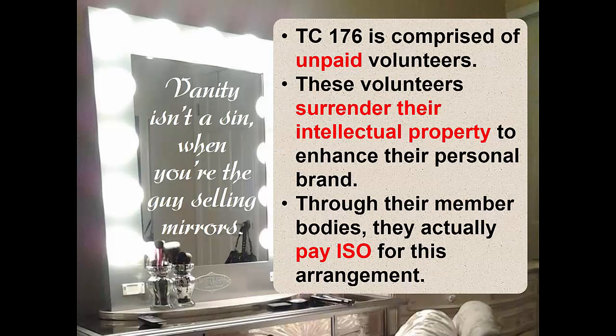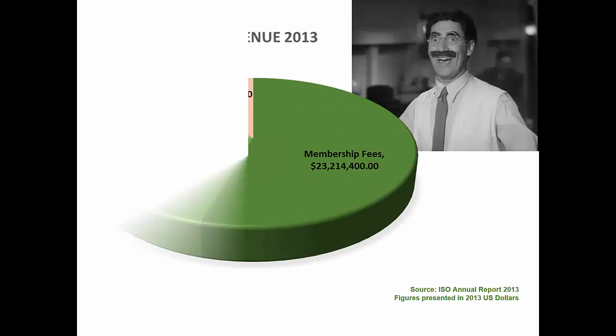Now, TC 176 is comprised of unpaid volunteers. So again, the committee that wrote ISO 9001 is comprised of unpaid volunteers. Those volunteers then write the text of ISO 9001, and they surrender that intellectual property to ISO, and they do so to enhance their personal brand. Worse, through their member bodies, they actually pay ISO for that arrangement. So no one's getting paid, but they actually have to pay ISO for the privilege of writing something and then giving that information for free to ISO.